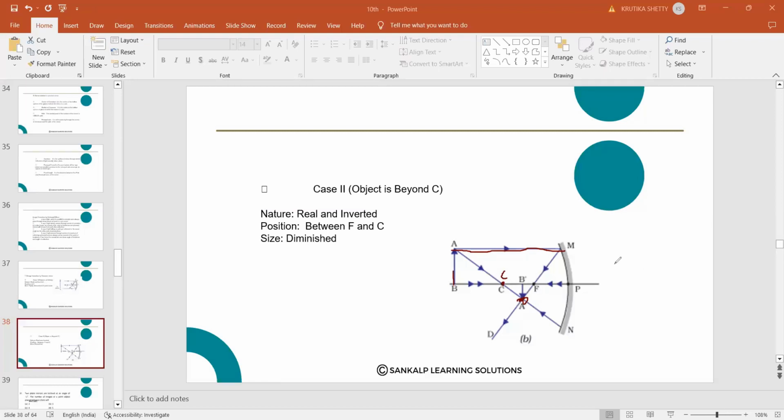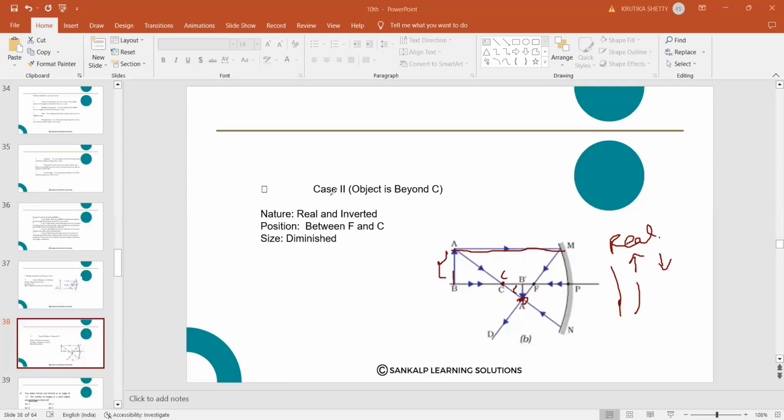So here you can see the image. You can see how AB is shown, like this. And how its image is shown, like this. What is the meaning of this? It means the image is inverted. As it is forming in front of the mirror, the nature is a real image. It is the real image. Here, if you see the AB length, it is this much. But if you see this A dash B dash, it is smaller than that.